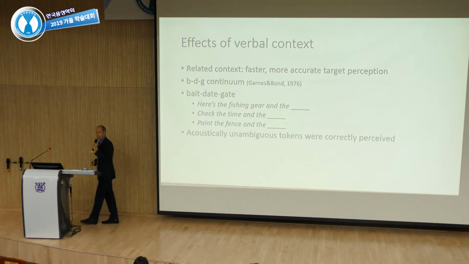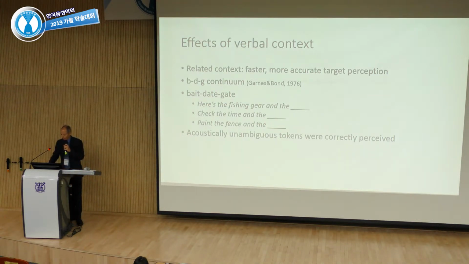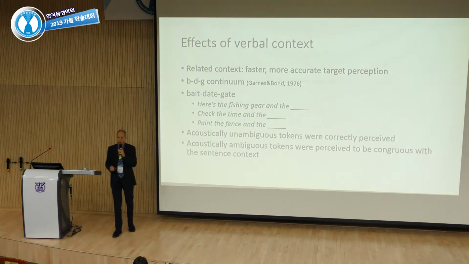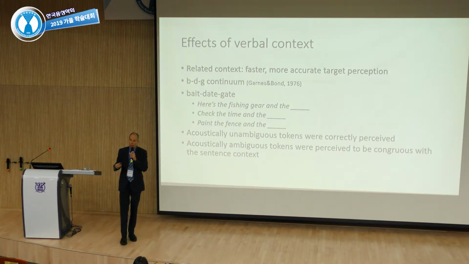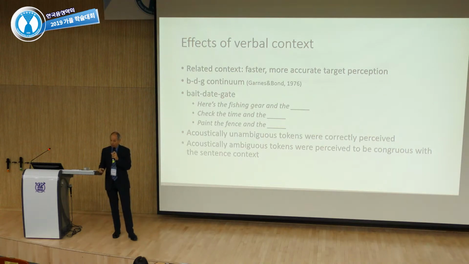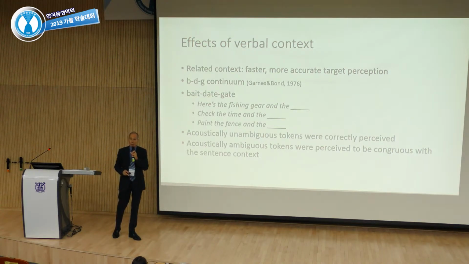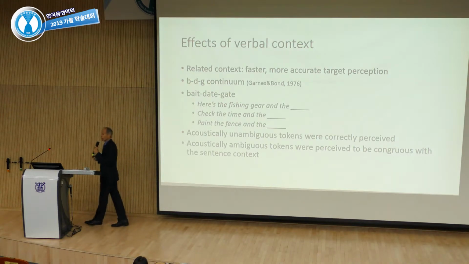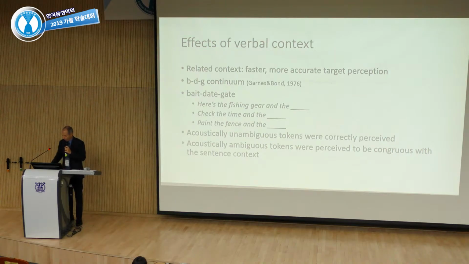But of course the interesting part comes where the stimuli are acoustically more ambiguous, so when you have something in between a b and a d, for example. In those cases, you saw sentence context coming in, and listeners would report the particular word that made semantic sense given the context. So if they were presented with something between a b and a d, they would report hearing a b in here's the fishing gear and the bait, but they would report hearing a d in check the time and the date. So sentence context had a clear effect on acoustically ambiguous tokens.